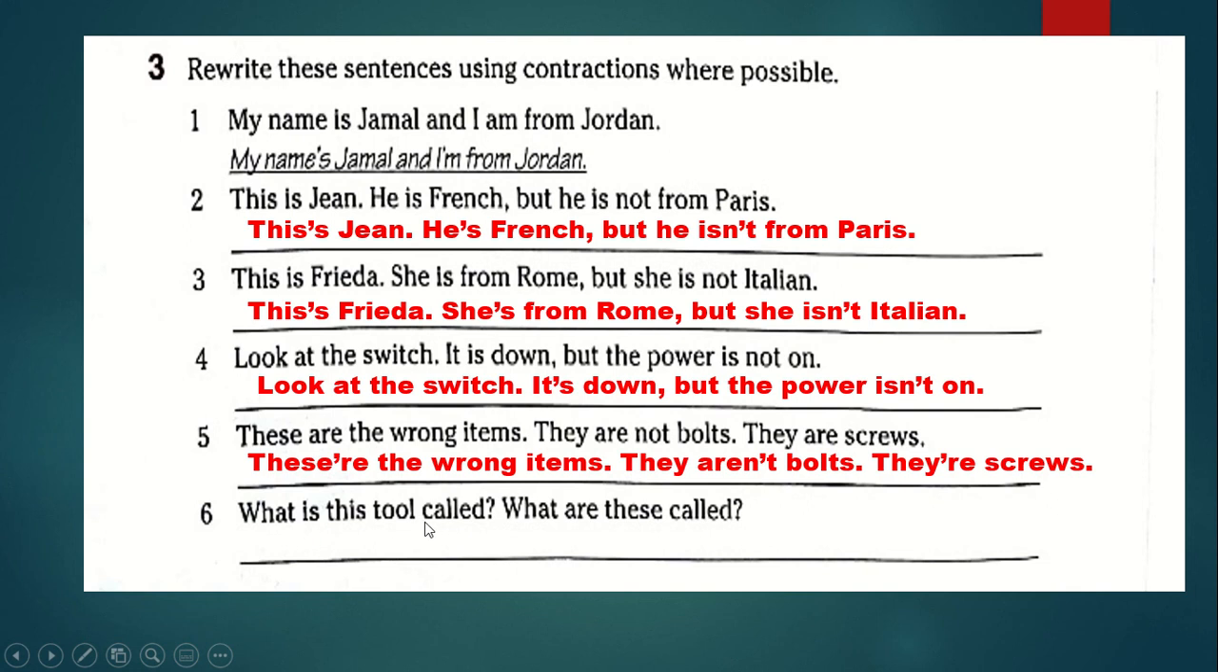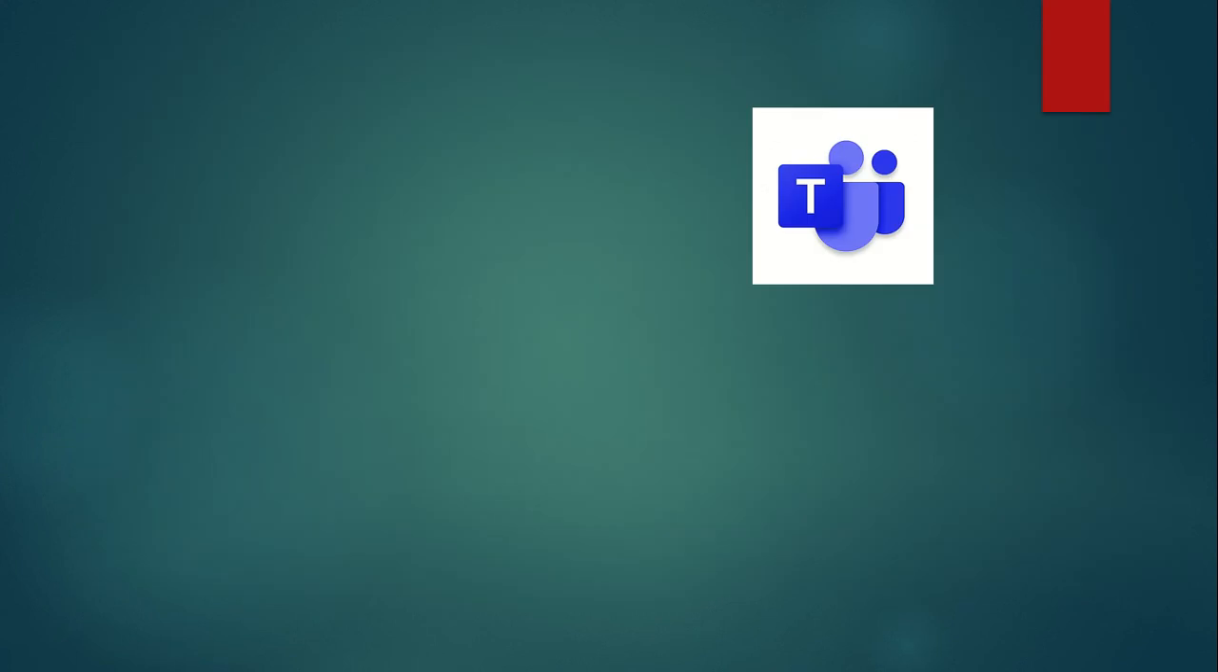Finally, what is this tool called? What are these called? What's this tool called? What are these called? Very good. So now we have achieved our third objective for today.